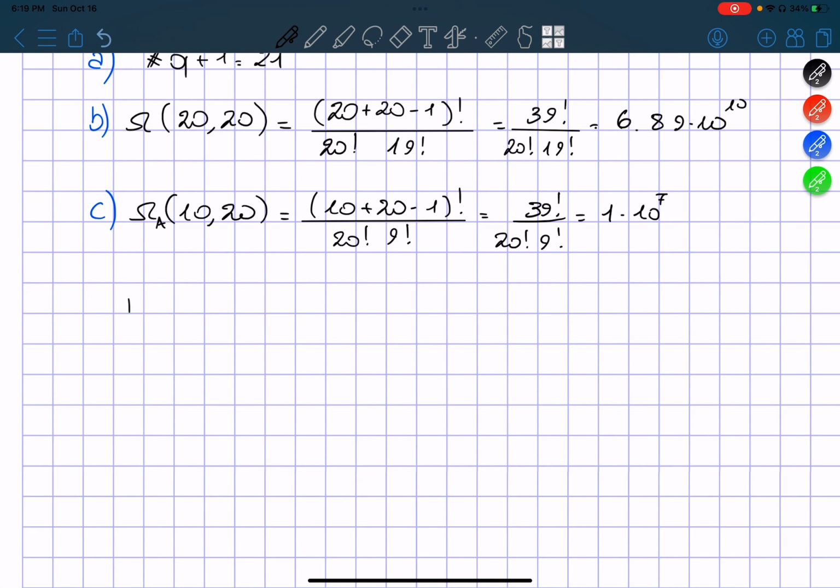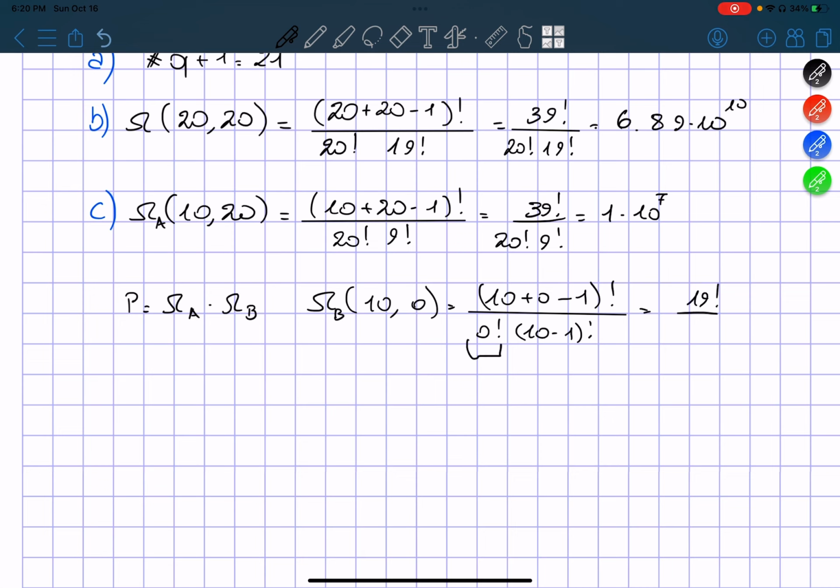But now to find the probability, we know the multiplicity total is the multiplicity of A times the multiplicity of B. So we have to find the multiplicity of B. It's 10 oscillators, 0 energies. So we have (10 plus 0 minus 1) factorial divided by 0 factorial times (10 minus 1) factorial. So we have 9 factorial on top and 9 factorial on the bottom, so we just get 1. So the multiplicity total is equal to this first one times 1.